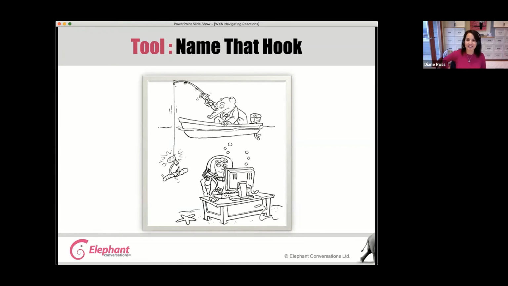Stick it in your pocket. It's sort of like these tools to stay cool will show up unexpectedly when you need them most. All right, so the first one is name that hook.